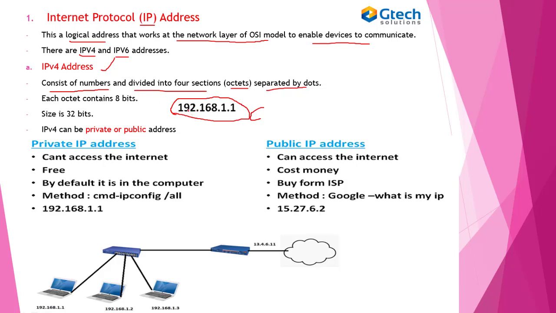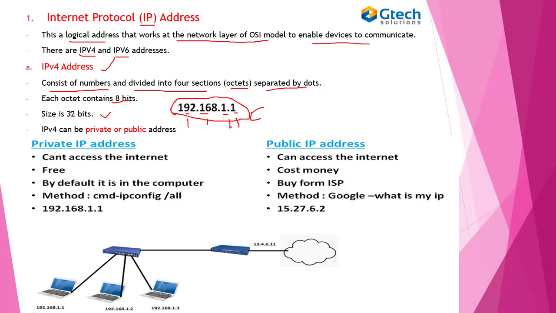It consists of numbers divided into 4 sections, or octets, separated by dots, as you can see. Each octet contains 8 bits. This octet contains 8 bits, this octet contains 8 bits, this one and this one. So the size of an IP address is 32 bits: 4 octets of 8 bits each, 32 bits.